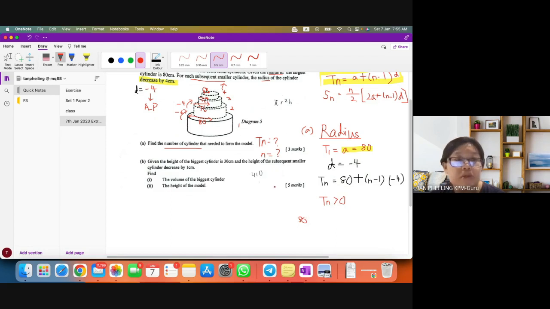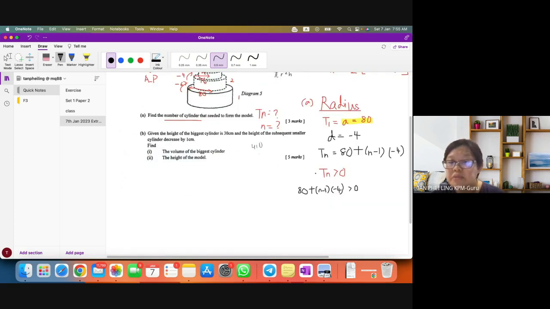So let us put in Tn is 80. Let me use black color to solve. So we have our 80 plus n minus 1, times our negative 4, and this whole thing must be more than 0. That is what we want, that is what we know. So that we can substitute the Tn. And now the whole expression has only n, which we want to find, so that we can answer how many total cylinders there are.